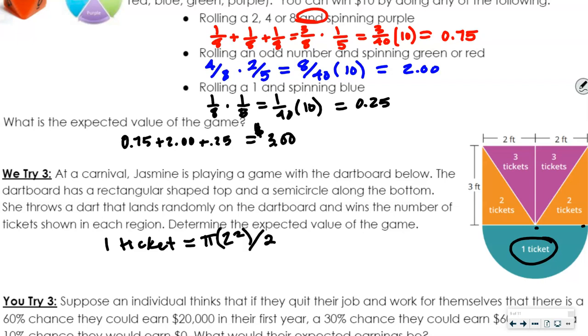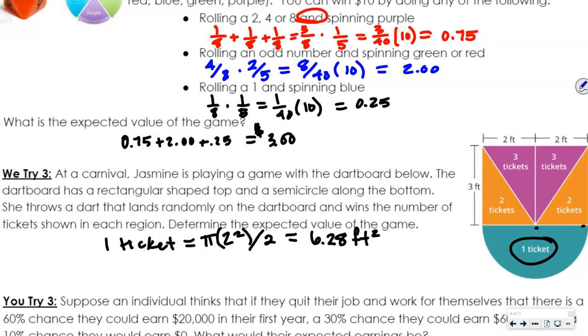And then aren't we going to divide that by 2 because it's only half a circle, right? So that's going to be pi, 2 pi, right? So then that's going to be 6.28 feet squared, okay?